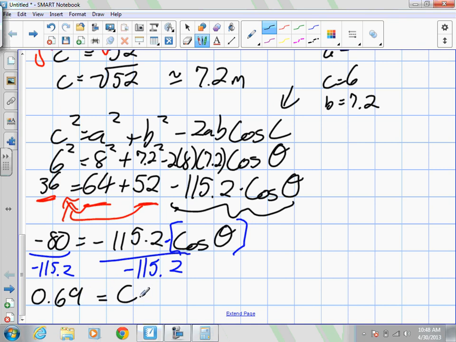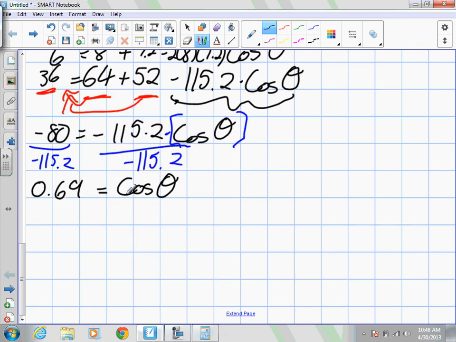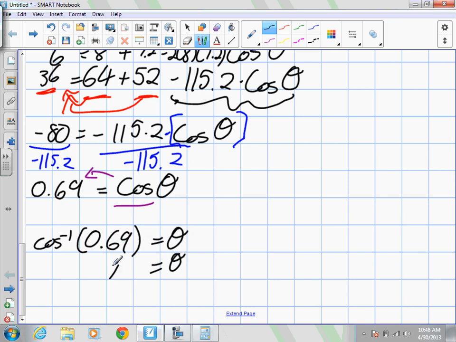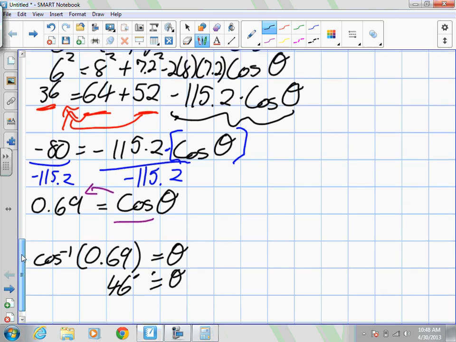Is that it? Are we done? Is the angle 0.69? What do we got to do? Cos inverse. That's right. When solving for an angle, we bring cos to the other side, so it becomes cos inverse 0.69 is equal to our theta, which is approximately 46 degrees. Perfect. So we've now used cosine law to solve for a side and an angle, and that's pretty much every reason we're using it.